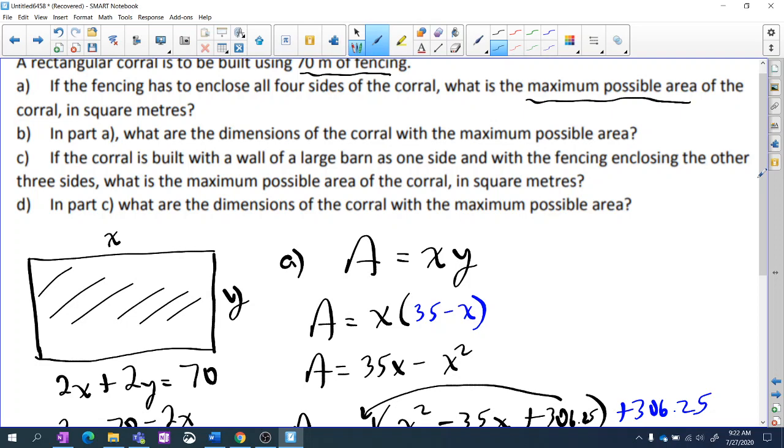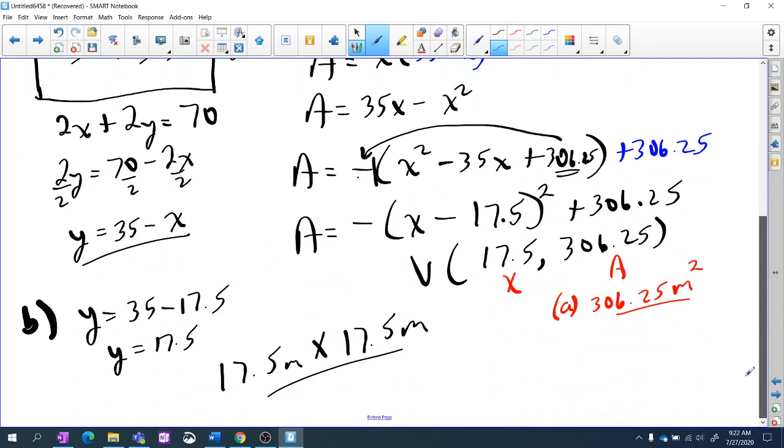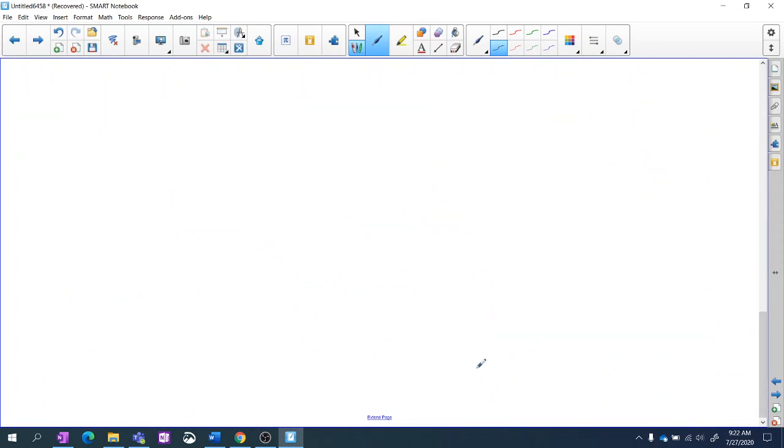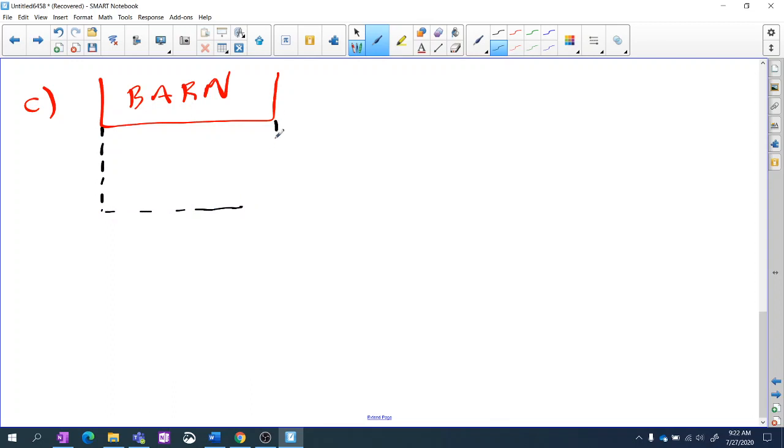So this is another common question you'll see. Rather than needing fencing on all the sides, you only need it on 3 of the 4 sides. So let's have a look at what this looks like. So part C, you've got some kind of a barn here. So you don't need to put any fencing along here. You only need to put fencing out here, across here, and down here. So now let's say this is x and this is y.